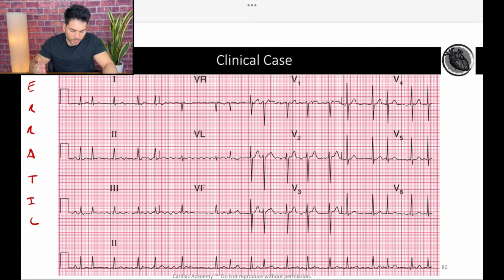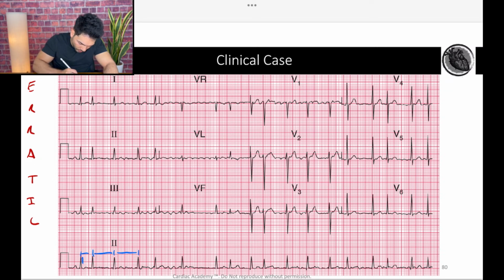And we start with rate. We look at the rhythm strip and we see we have an irregular rhythm. So which method do we need to use? The first one or the second one? Second one, right? So we count the number of QRS.